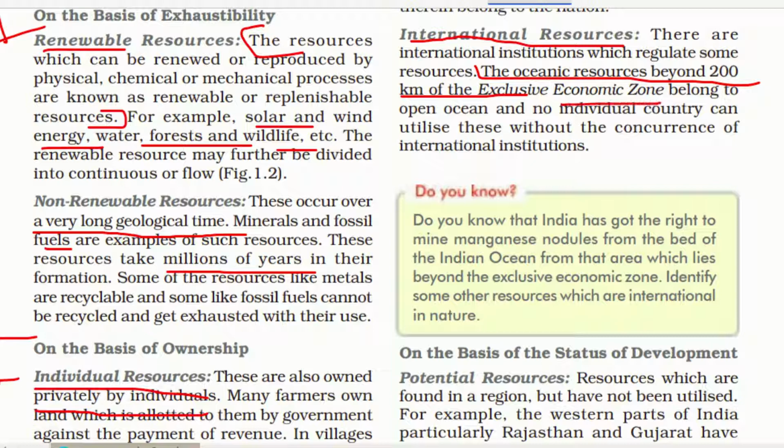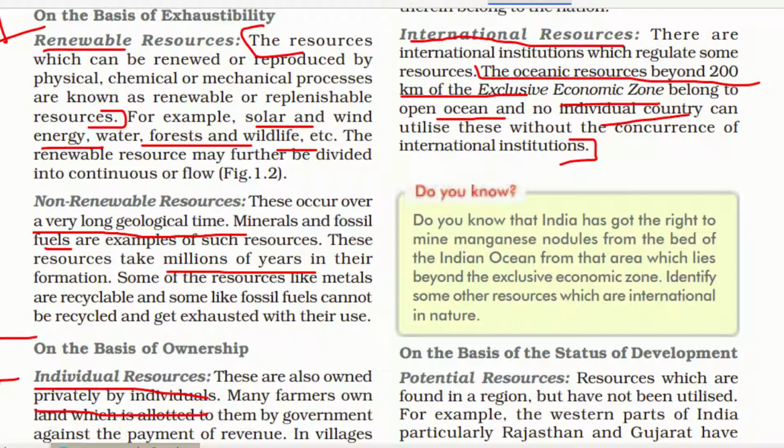It belongs to the open ocean and no individual country can utilize these without the concurrence, which means permission, of international institutions. It means, okay, if we are going beyond 200 kilometers from a particular country's border, after 200 kilometers you can see it is the exclusive economic zone, and that region does not belong to any country. It is an international resource. Okay, suppose Indians can't go and do fishing there. Pakistanis also can't go and do fishing. Even the USA, America, also can't, because it is a common property of the international community.